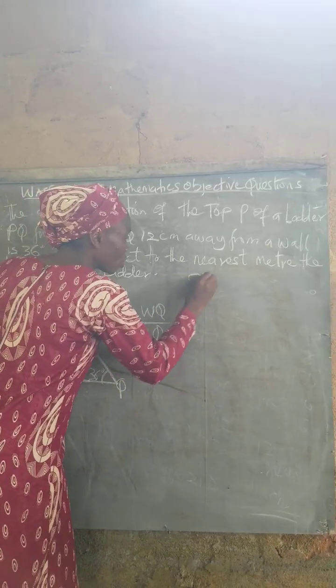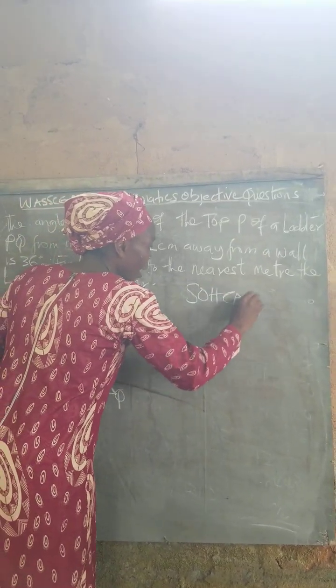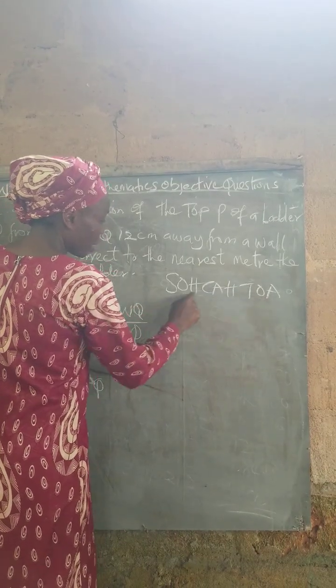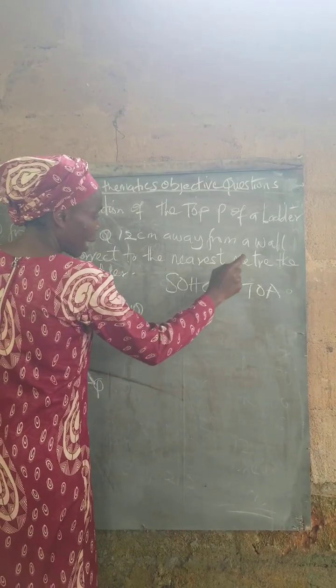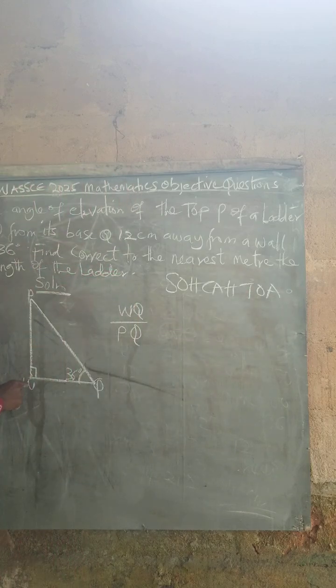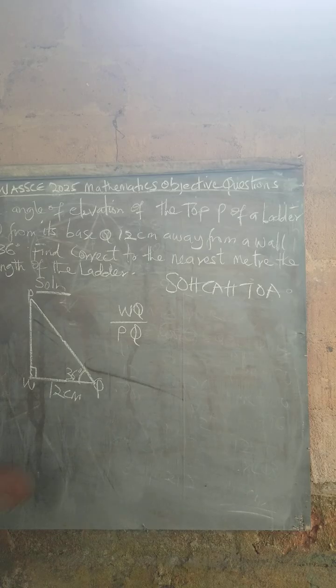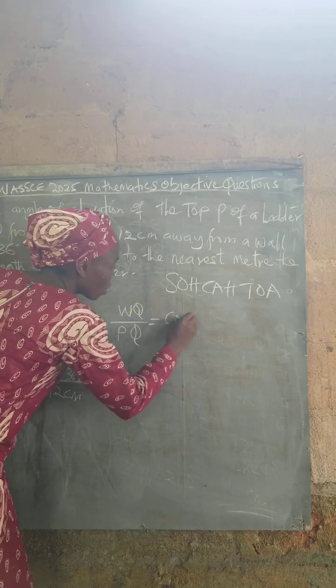Remember SOHCAHTOA: sine is opposite over hypotenuse, cosine is adjacent over hypotenuse, and tangent is opposite over adjacent. Now WQ all over PQ will give you cosine theta, adjacent over hypotenuse. Remember my WQ, according to the question, is 12 cm, the distance of the ladder from the wall. This is equal to cos theta.